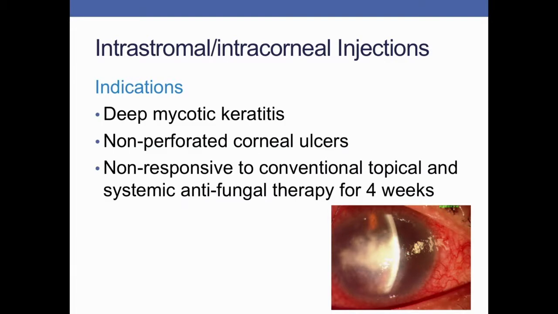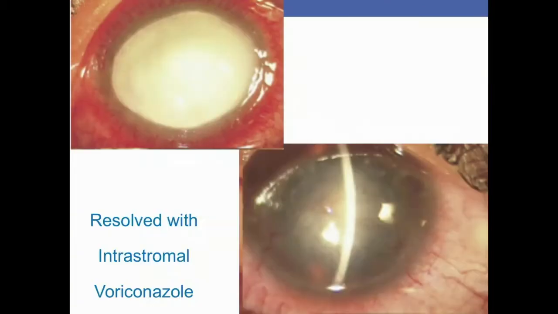Intrastromal injections, on the other hand, are indicated in cases of deep mycotic keratitis, non-perforated corneal ulcers, not responsive to conventional topical and systemic antifungal therapy for 4 weeks. This was a case way back in 2005, in which we were actually planning to do a therapeutic penetrating keratoplasty, but we gave a trial of intrastromal voriconazole, and this resolved on therapy.